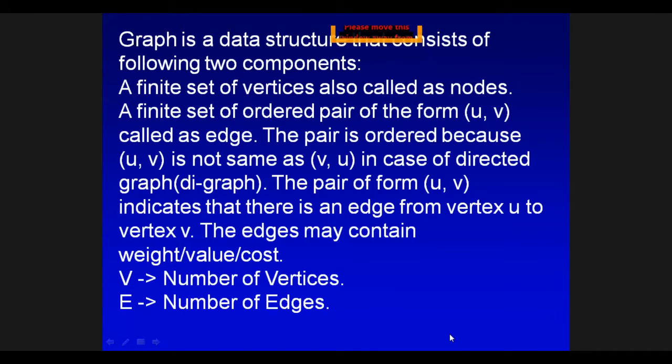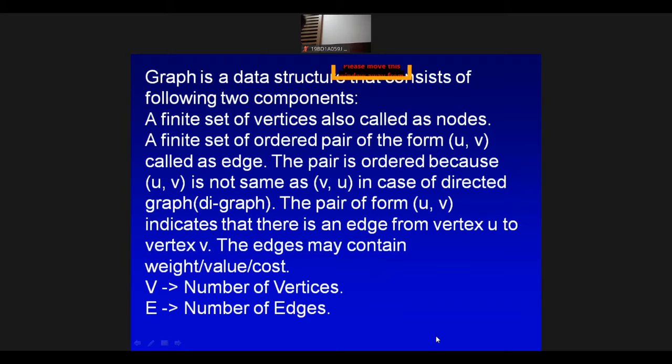Here, the graph is a data structure. It consists of the following two components: a finite set of vertices and edges. Vertices, we will call nodes, because in our terminology we call it a node. A node is a structure which consists of all the information. If it is a student node, the information about the student. If it is a computer node connected in computer networks, then it consists of the information about the particular computer.